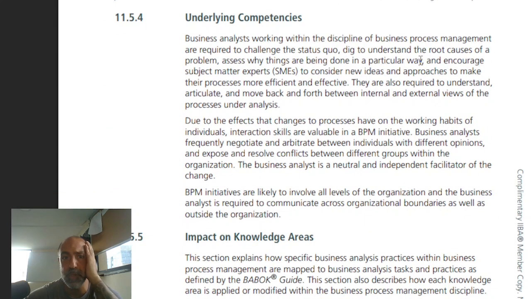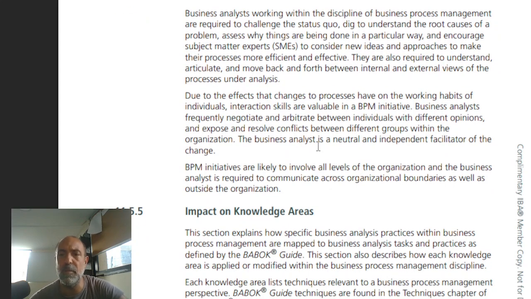Now, underlying competencies. Business analysts working with the discipline of business process management are required to challenge the status quo, dig in to understand the root cause of the problem, assess why things are being done in a particular way, and encourage subject matter experts to consider new ideas and approaches to make their processes more efficient and effective.